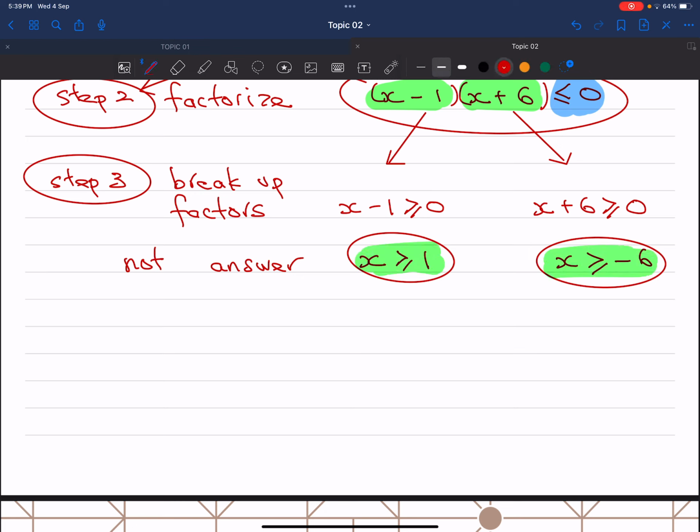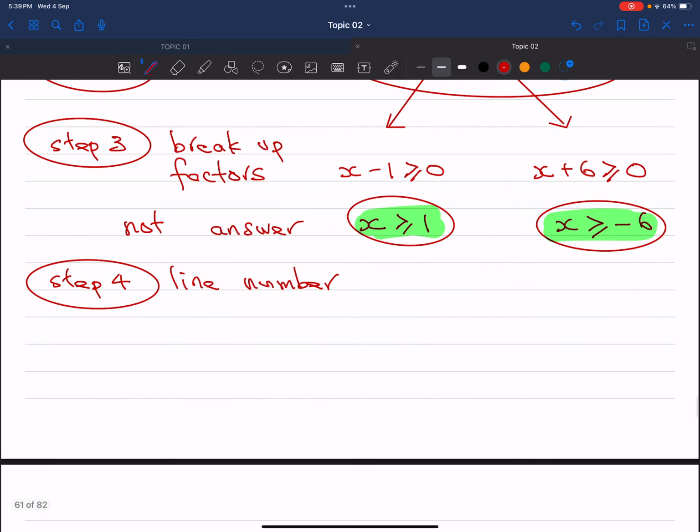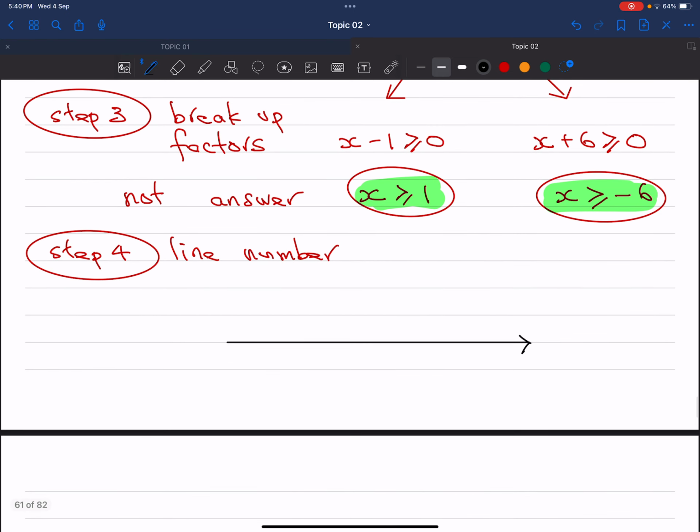To get the answer, we have to do the last step, step 4, which is the line number. You learn this in your lower secondary, line number. So what is a line number? Of course, it is a line that has numbers, line number. And what are you going to do?